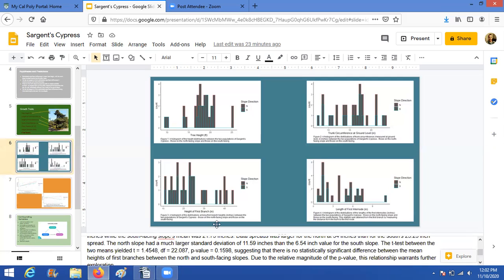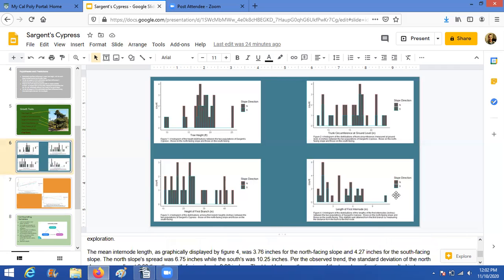The p-value is low. It was 0.1598, definitely lower than these others, suggesting, while not statistically significant, it is definitely worthy of further exploration. If we were to take larger samples, maybe better locations for our samples, we may find an actual difference. This p-value might drop.